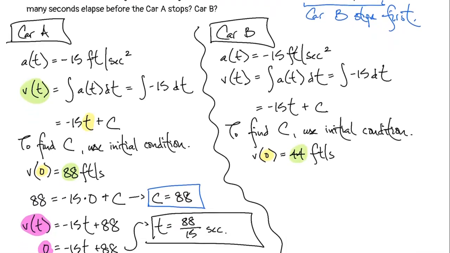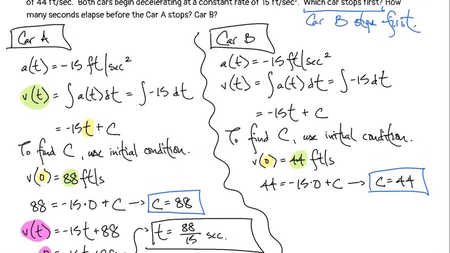So we plug that in, we get 44 equals negative 15 times 0 plus C. And this time we get a C value of 44. So Ethan, you were correct. Our C value is different, but everything else was the same. The process was the same. We just put in a different initial condition.